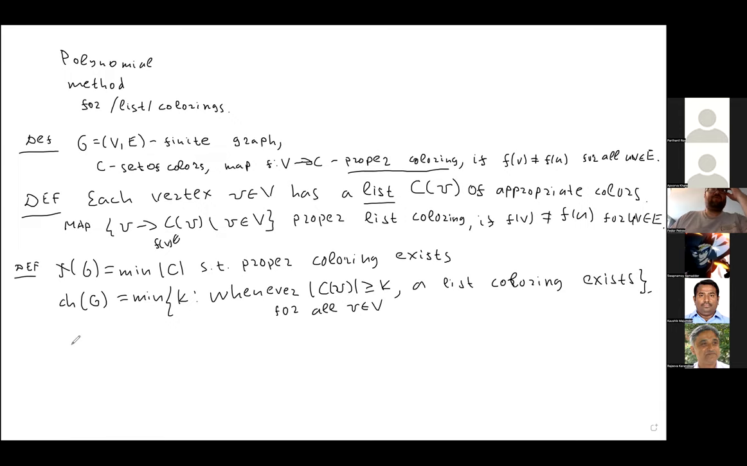Sorry, and the previous C, the chromatic number C, should be thought of as the union of the C(v)'s? C is all the colors, I think. Yeah, C is the global set.